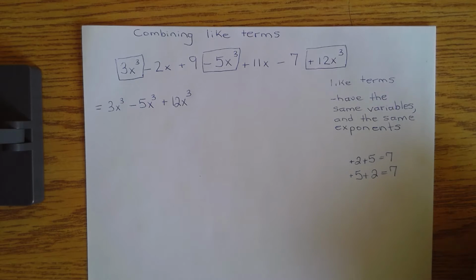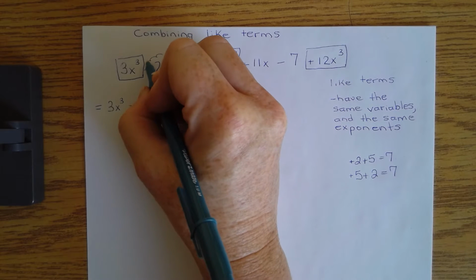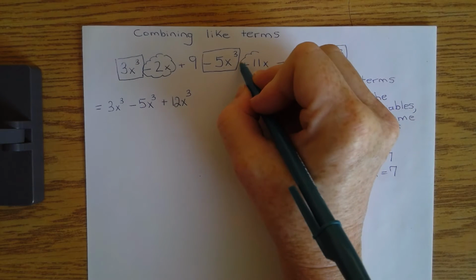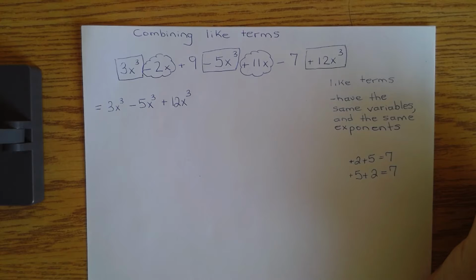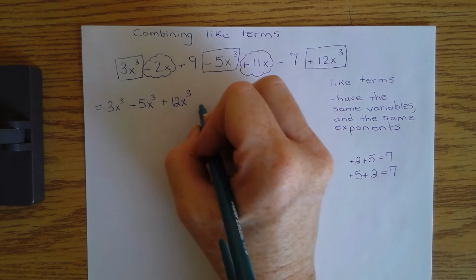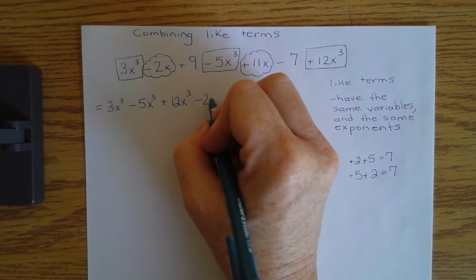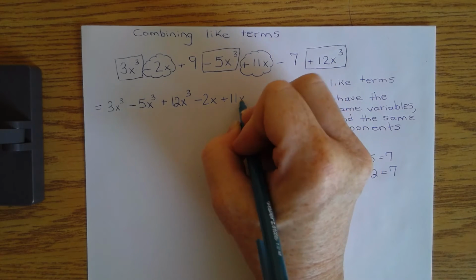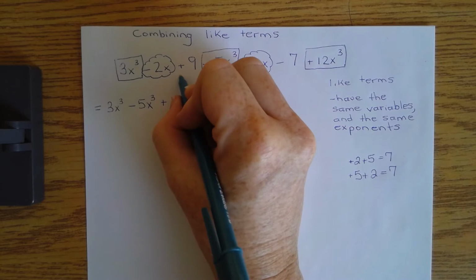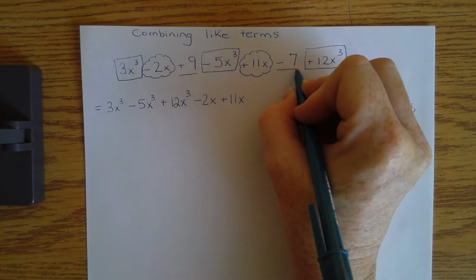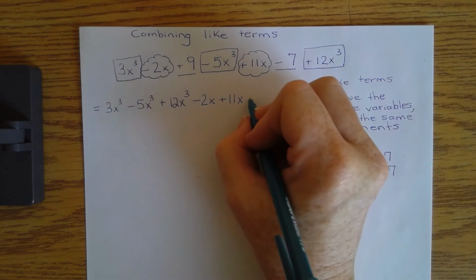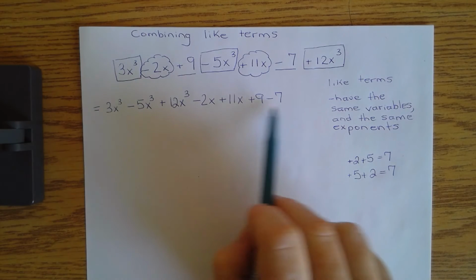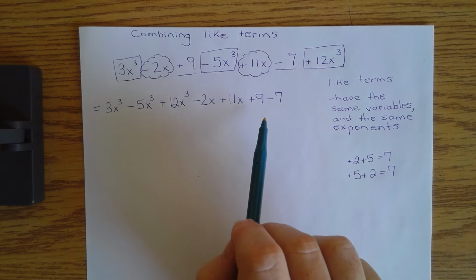Next I have negative 2x. I don't have any x squared, so I have my negative 2x, and then I have another x term, so I'm going to write those two together. Again, I take the sign with me, so I take the negative, and I have 2x, and then I take the positive, and I have 11x. And then all I have left is this 9 and 7, so I take the signs with me, so I have plus 9 and minus 7. Now everything's in order, and it's a lot easier to do the math on it.